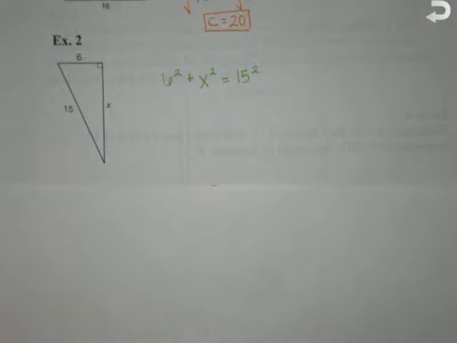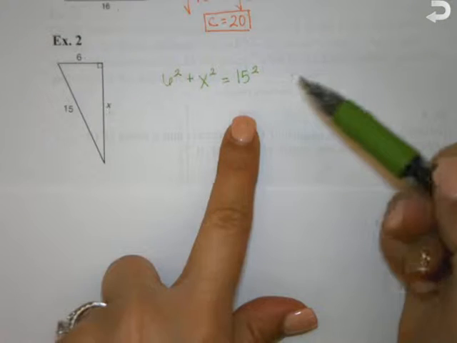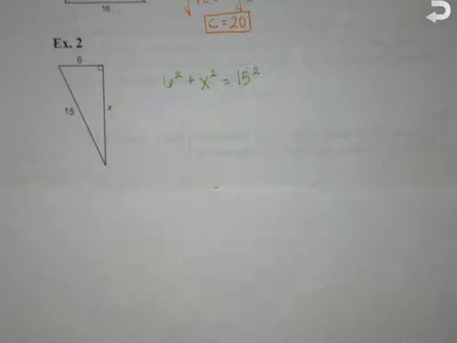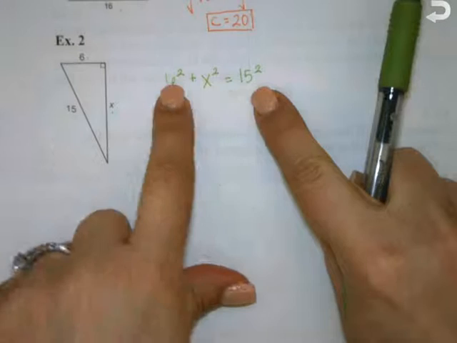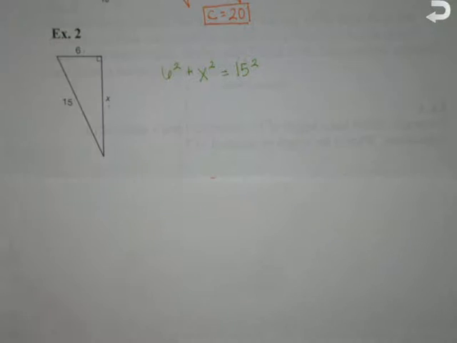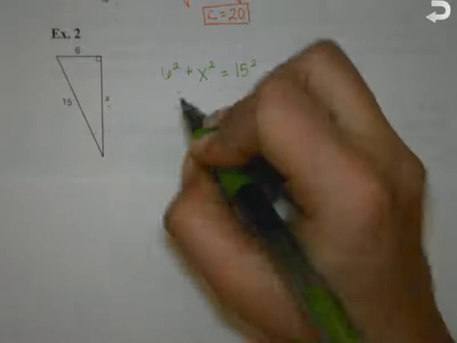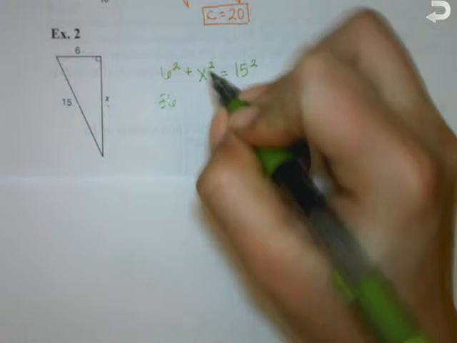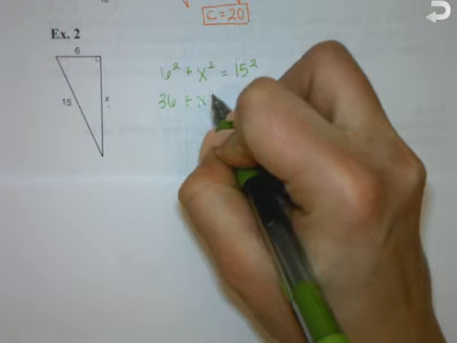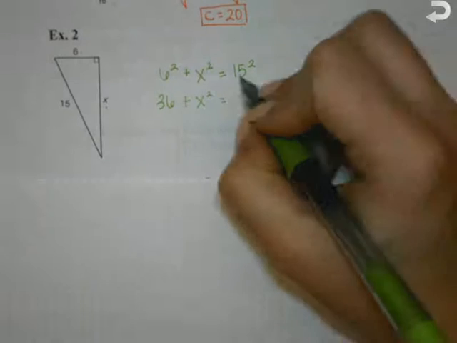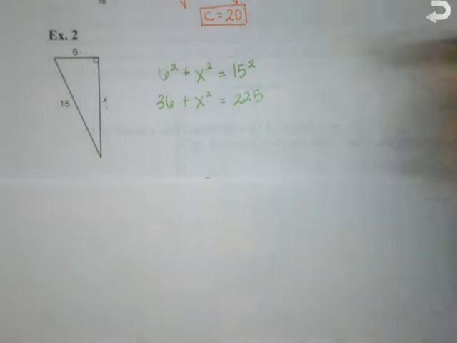And I remember on this test, a lot of you, the only reason why anybody missed this problem is because you forgot to square every single thing. So make sure that you're squaring every single thing. Okay, so here's what I want you guys to do. Find 6 squared and find 15 squared. Okay, guys, what's 6 squared? Okay, so that's 36 plus x squared equals what? 225. Good.